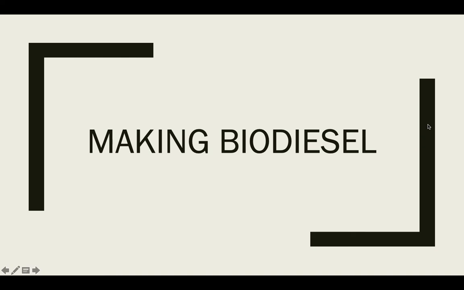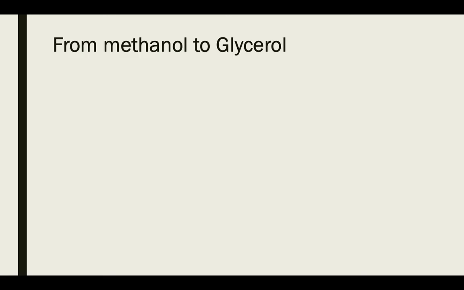Making biodiesel. Before, we have learned that biodiesel is simply a methyl ester with fatty acid chains. However, an esterification reaction is not what we use to make biodiesel. We use something called a transesterification reaction, and that is due to the ingredient triglyceride that we're using to make biodiesel. So we need to first know about glycerol.